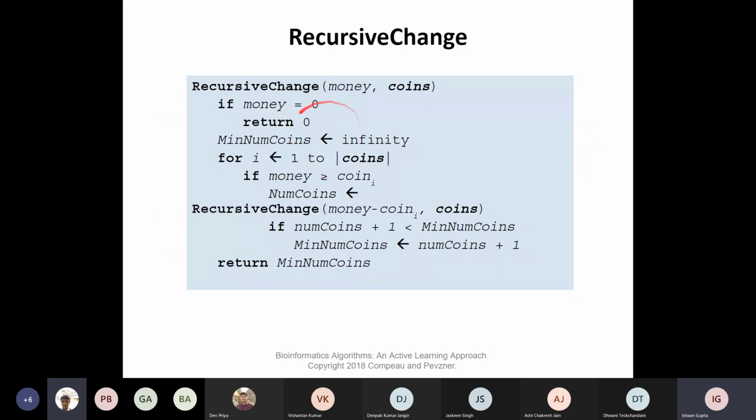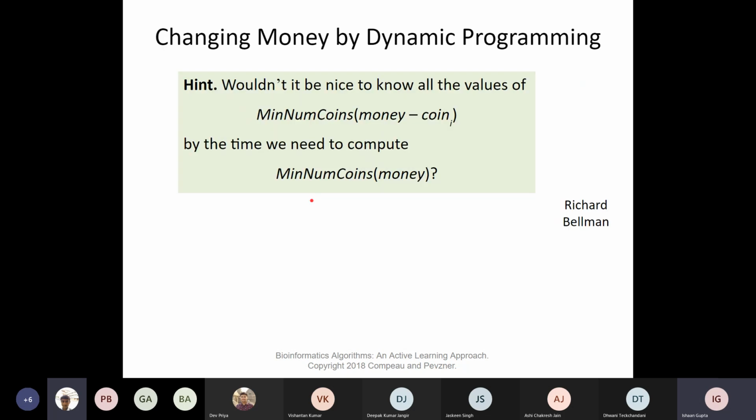So when you talk about recursive money change, you actually write this function RecursiveMoney. If the money is 0, you return whatever you had. You have the minimum number of coins as infinity because that's where you start from. If your money is greater than the coin denomination that you have, you add that into the number of coins and you call this recursively. So within this recursive function, you keep on calling the same function again and again. All right. You call the function within the function. So this is a recursive function.